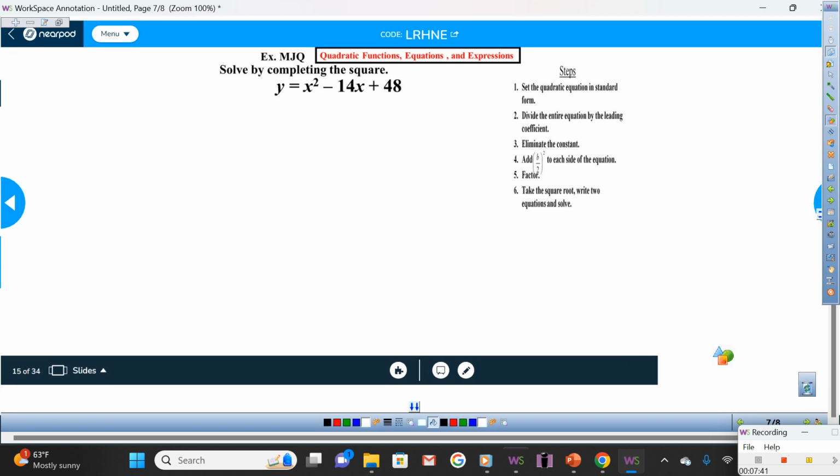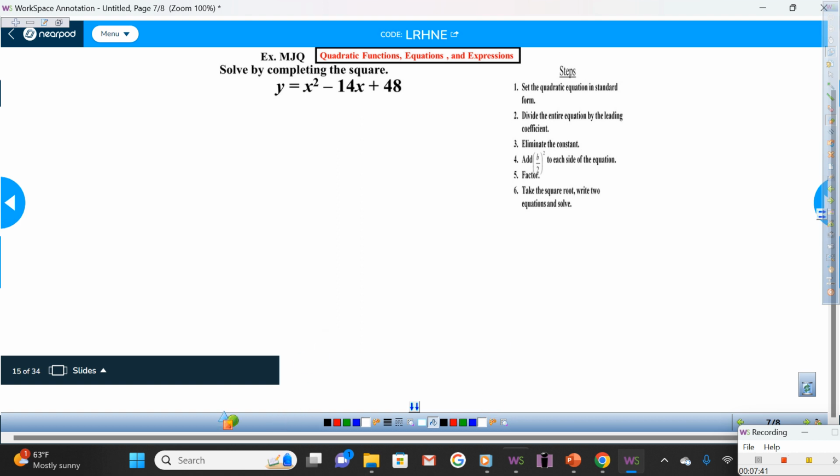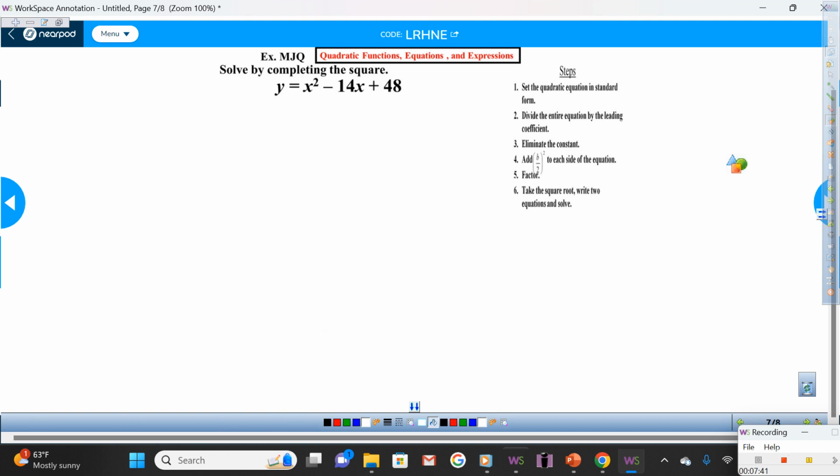Once again, I'm going to walk you through this one. You're going to do the next one. So it reads, solve by completing the square. y equals x squared minus 14x plus 48. Step 1 says it needs to be in standard form, which means it needs to look like this: ax squared plus bx plus c, and it has to equal to what? 0. So look at it.